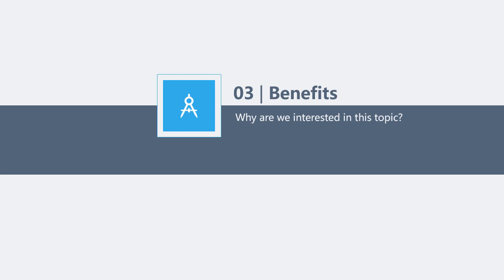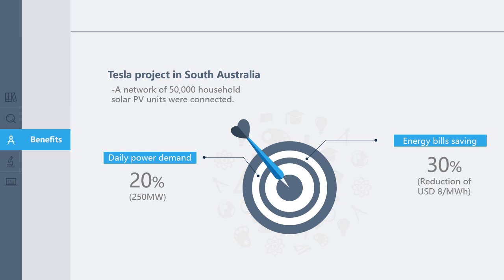At the end, I want to talk about why our group is interested in this topic about the virtual power plant. Firstly, we can see that the construction of virtual power plants has brought various benefits for Australia and its citizens. For example, there was a Tesla project in South Australia. A network of 50,000 household solar PV units was connected. The results show that the virtual power plant can satisfy 20% of daily power demand.